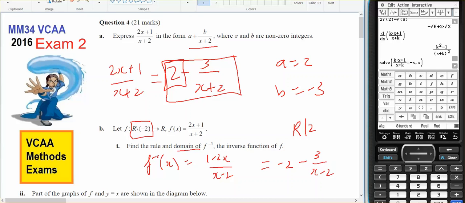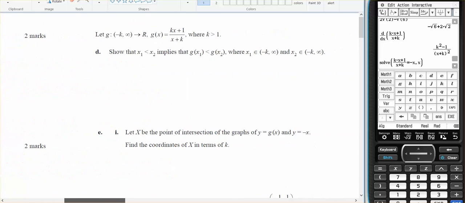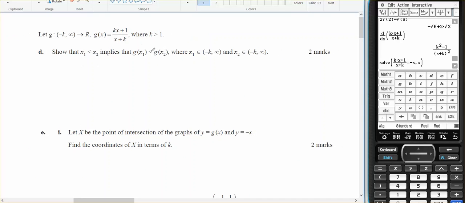This is for Year 12 Methods. It's VCAA 2016 Exam 2, question number 4, Part D onwards. So we have our hyperbolas changed, so the 2 has been replaced with a k, where k is bigger than 1.